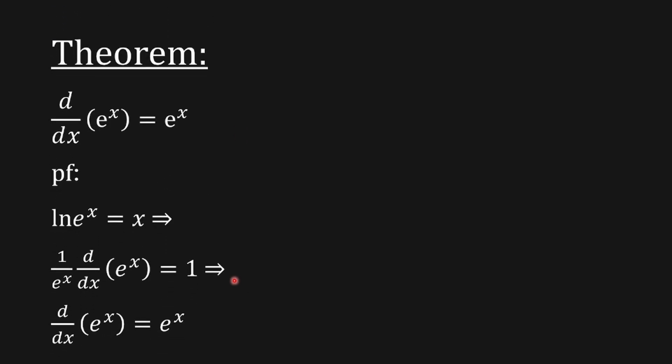Alright, theorem. The derivative of e to the x is equal to e to the x, and here's the proof on the same page. We can denote x as ln e to the power of x, right? Because these are inverses, they cancel out, we're multiplying by 1. So we can differentiate the left and right hand side with respect to x, and we'll get 1 over e to the x times the derivative of e to the x. We'll multiply e to the x on both sides of the equation, and we'll get that the derivative of e to the x is equal to e to the x.